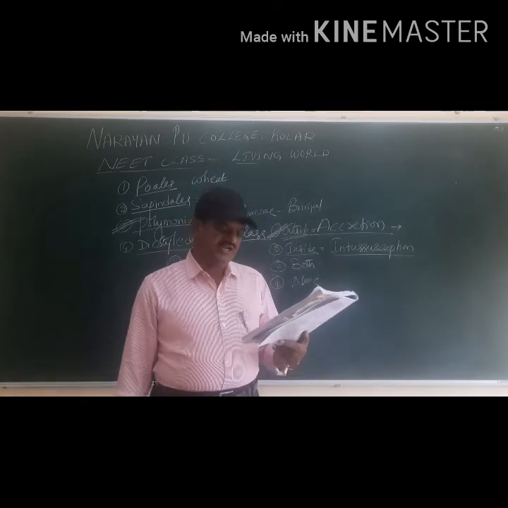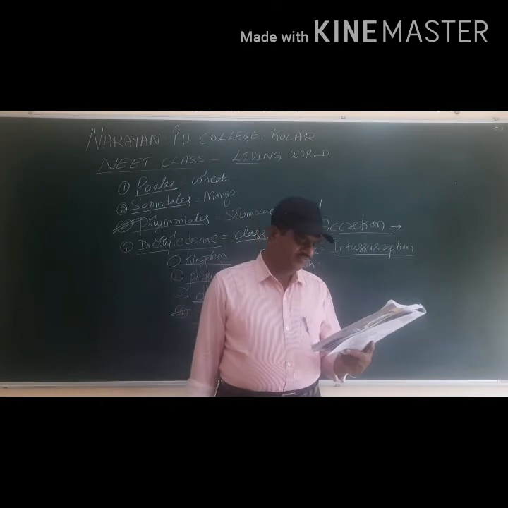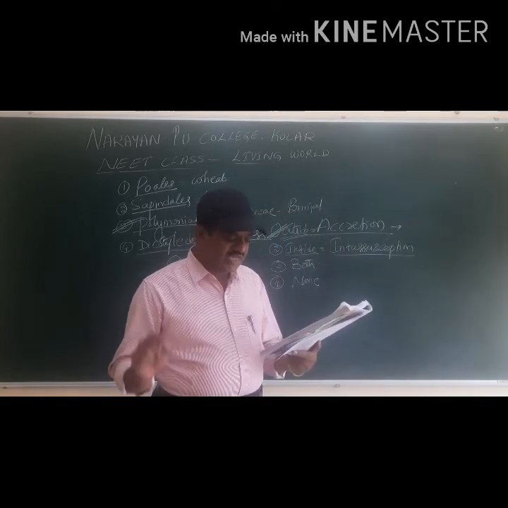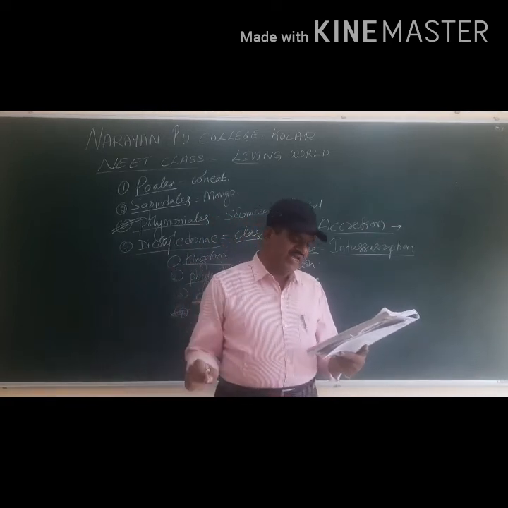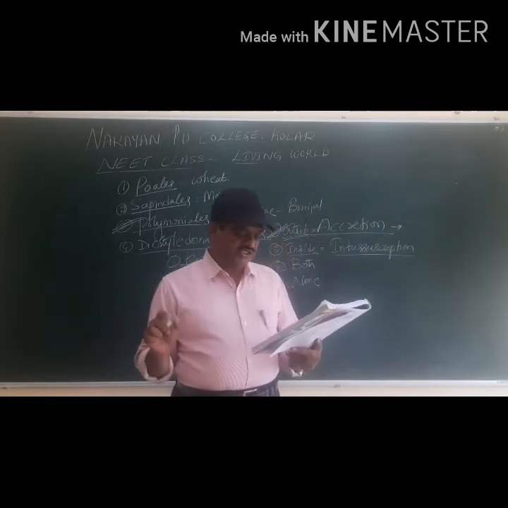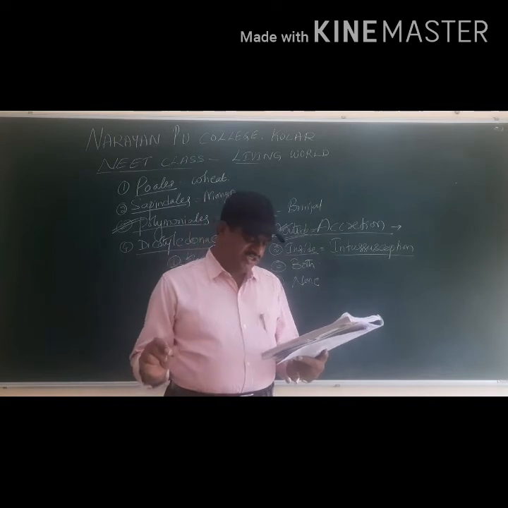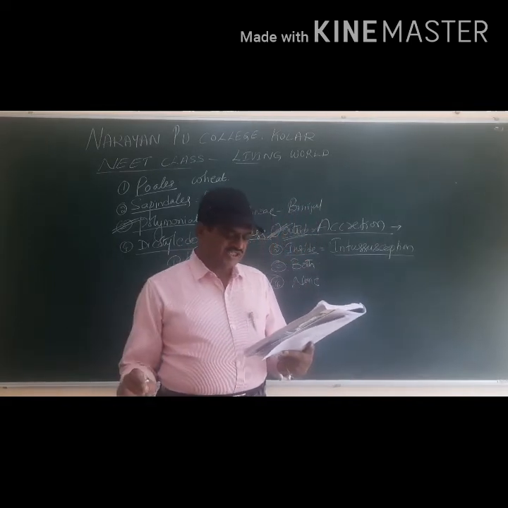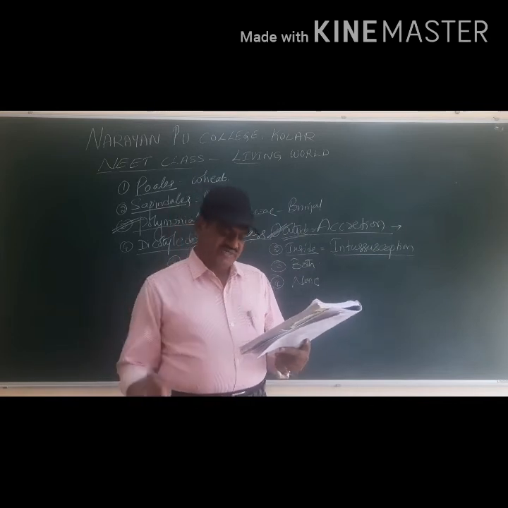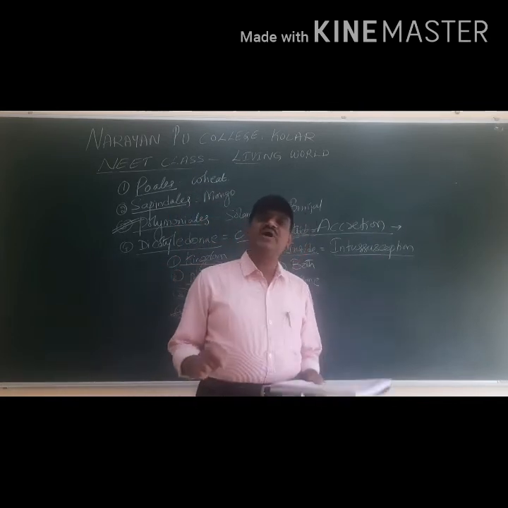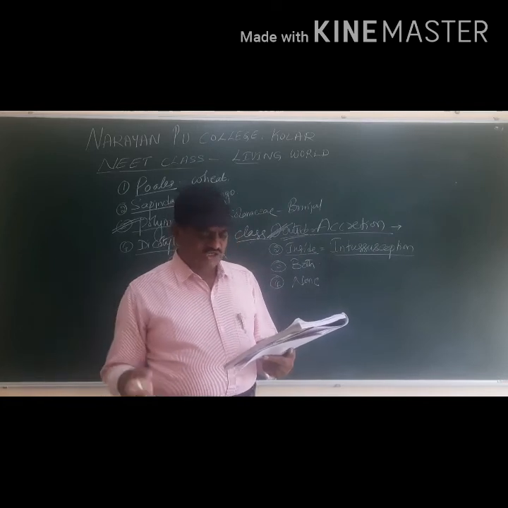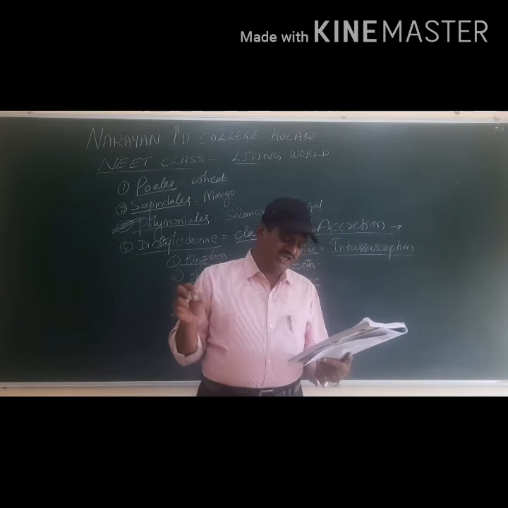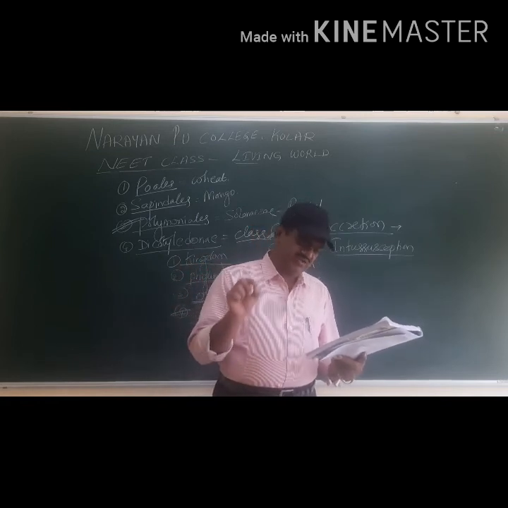Now, we'll go for the next question, the 21st. Two or more species occupying the same or overlapping areas are called sympatric. The first option is sympatric, and that itself is right. So in one particular area, two or more species occupy. For that we use the word sympatric.